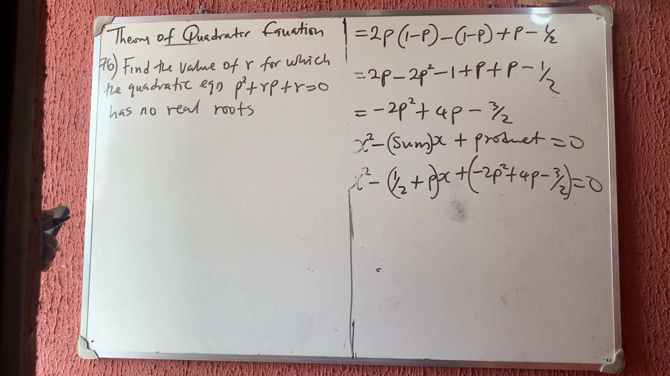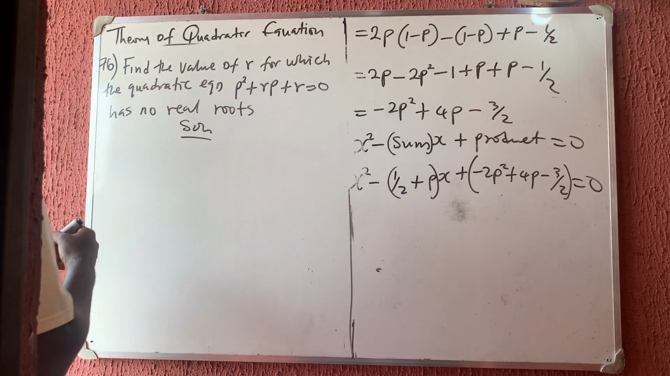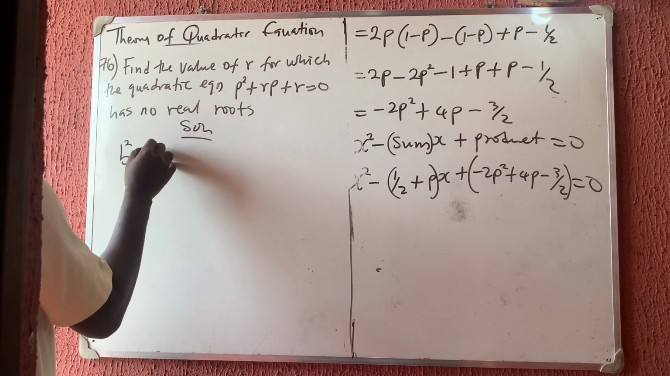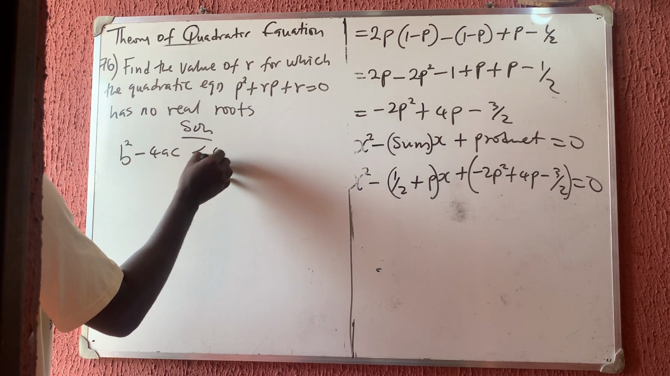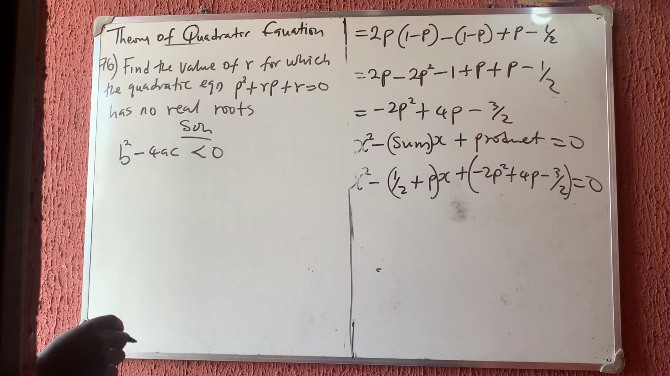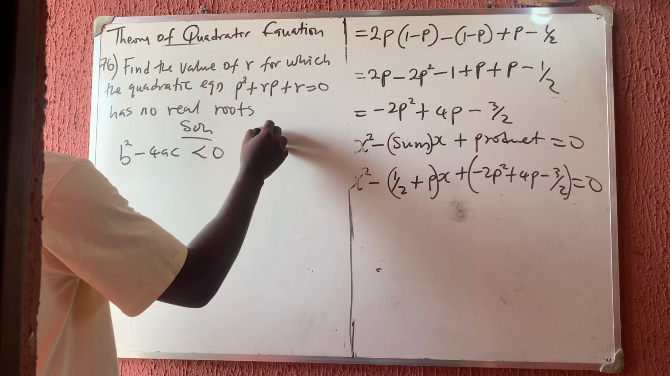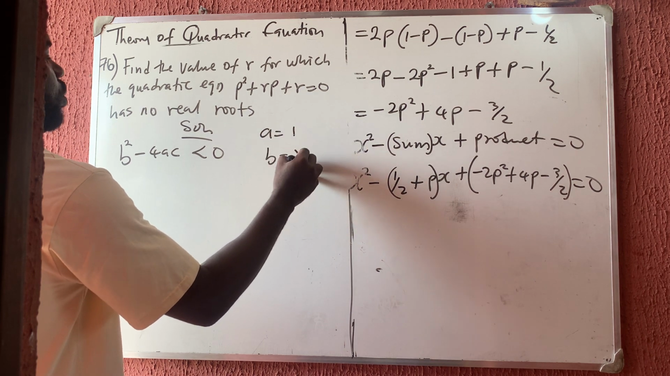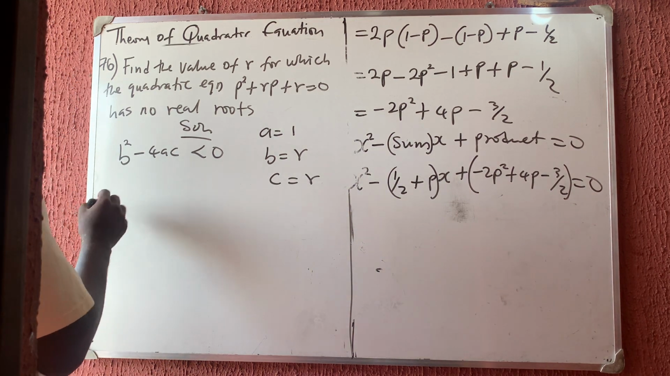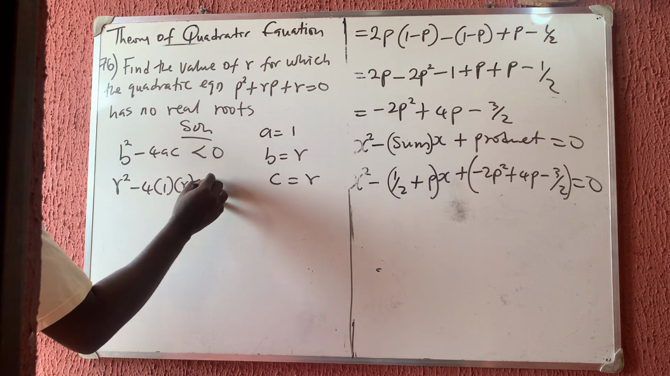Now, if a quadratic equation has no real roots, then it means it has a complex root. So for it to have a complex root, it means that b squared minus 4ac will be less than 0. Less than 0 means that there will be a minus inside that place, which will make it complex. It does not have a real root. So from here, my a is equal to 1, my b is equal to r, and my c is equal to r again. So if you now put it here, you are going to have r squared minus 4 into 1, then into r is less than 0.